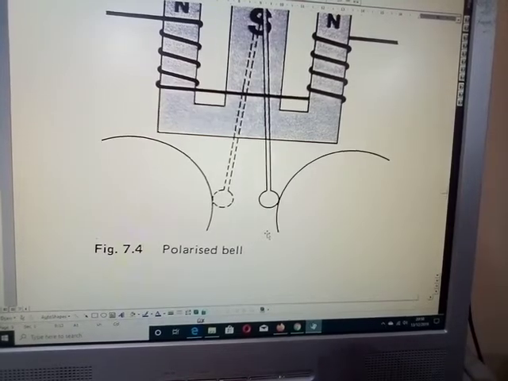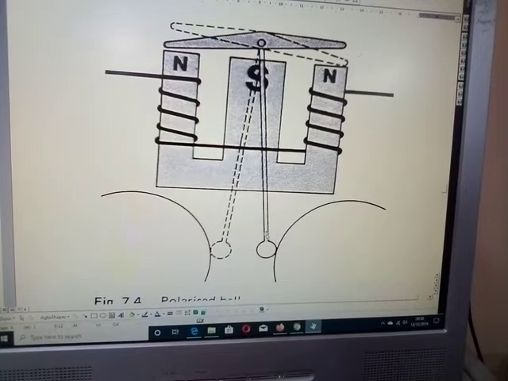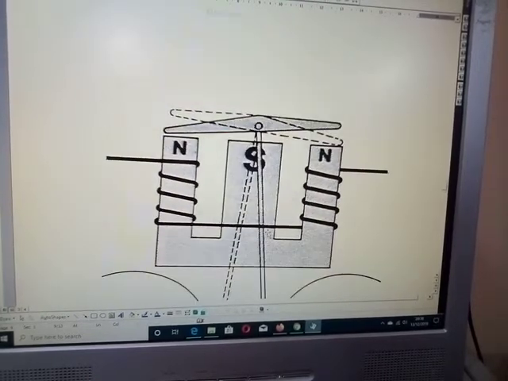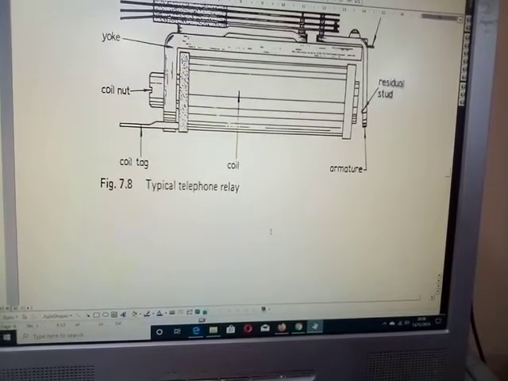Now remember, this is the polarized bell. You can see how the north and south magnets have been wound. Now, like poles do what? Repel. Unlike poles attract. And you should remember that from simple science.